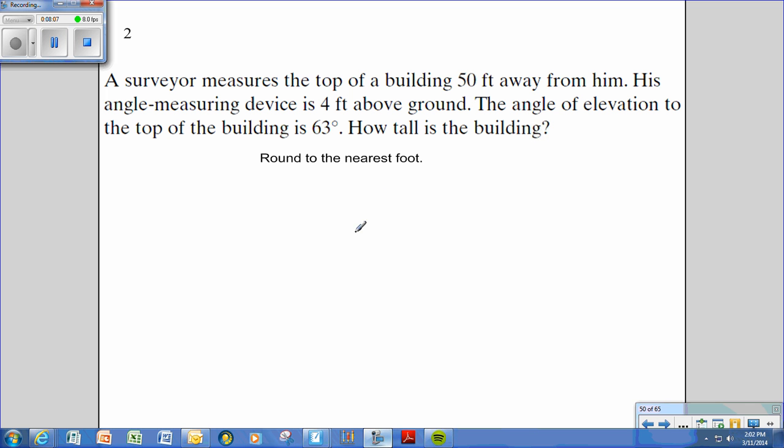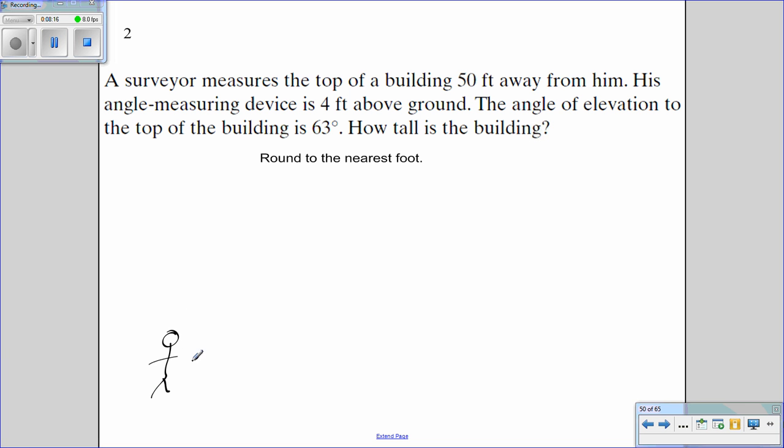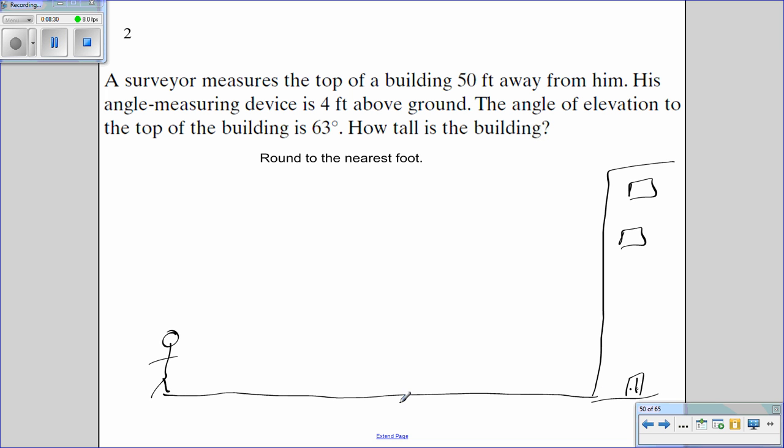All right, last example. Here we have a surveyor. The surveyor measures the top of a building 50 feet away from him. So I'm going to draw my surveyor here. Here's my surveyor, and here we have a building. Throw a couple of windows on there, maybe a door. So the surveyor is 50 feet away from the building.